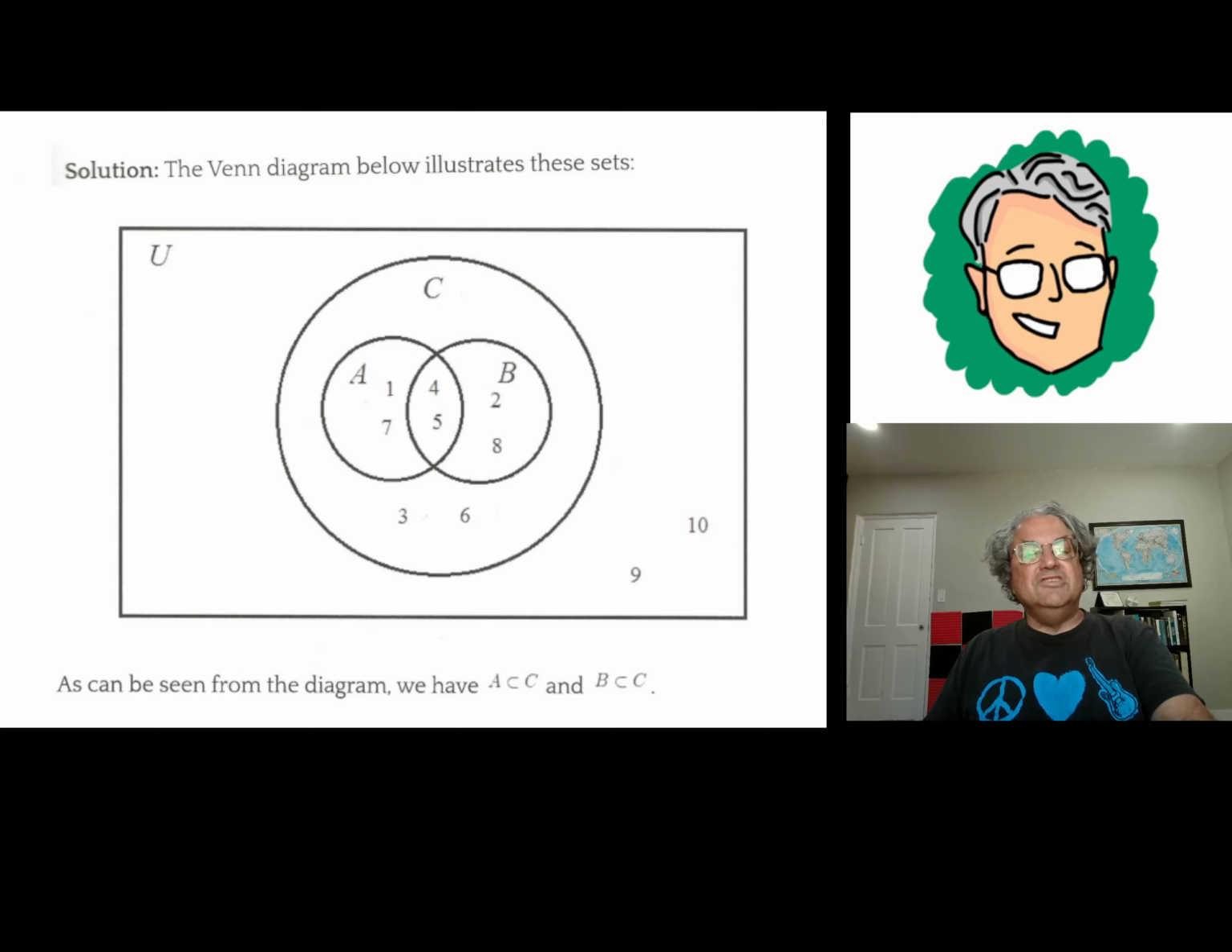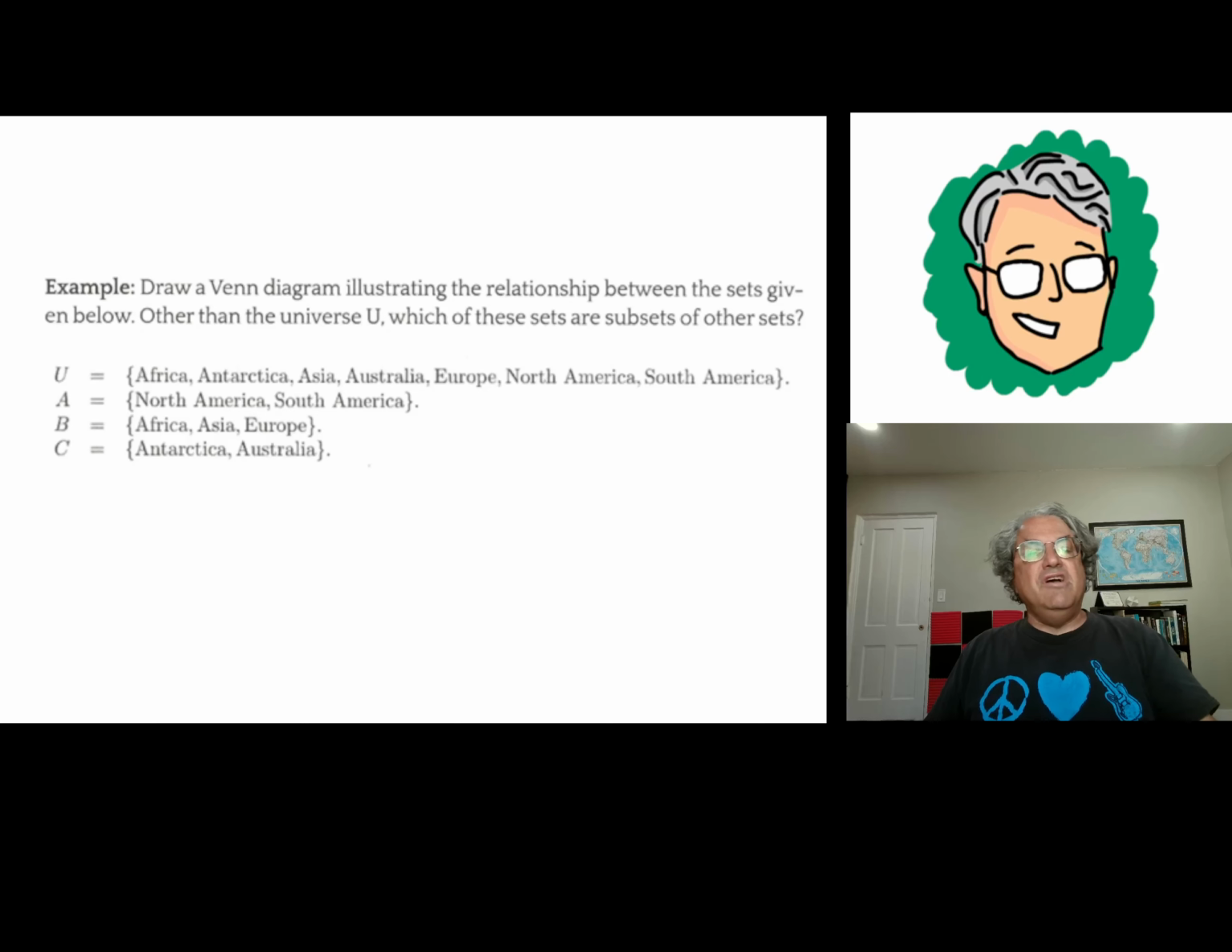So, let's just do another example. This is kind of a fun example I came up with. Say the universe is the set of all 7 continents on Earth. And just in case you don't know, the continents are Africa, Antarctica, Asia, Australia, Europe, North America, and South America. That's in alphabetical order.